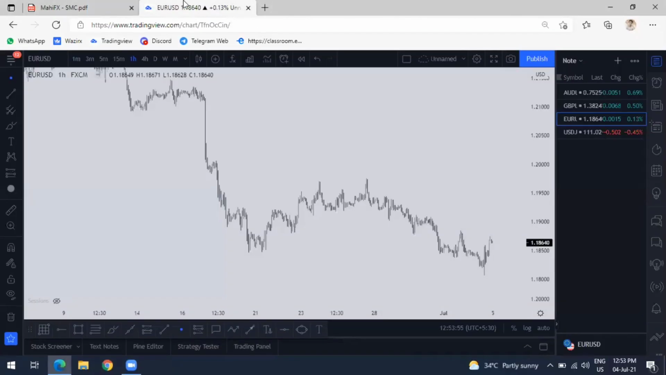Okay, so let's get on with the chart. We will be doing some testing on how to do the intraday, because the 1 hour time frame is basically for an intraday time frame.